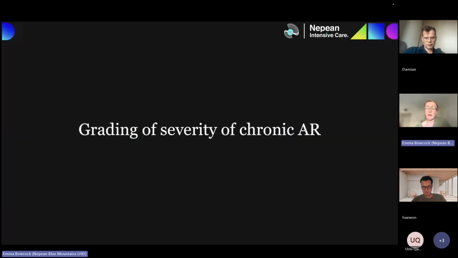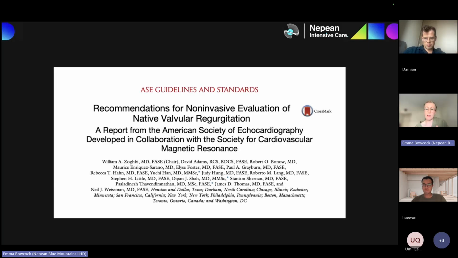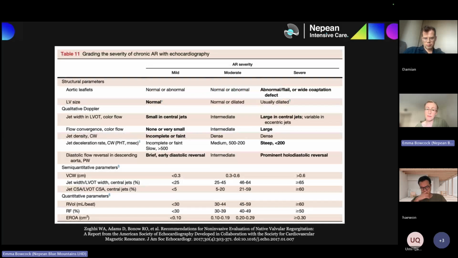All right, so that's thinking about mechanism. So don't just think about the cusps themselves, think about the aortic root, and think about what's driving the severity of the AR. As always, I'm not going to cover everything, and you will need to do your own background reading. Obviously, the ASE guidelines and the BSE guidelines on this are excellent as well. Actually, I'd recommend checking those out.